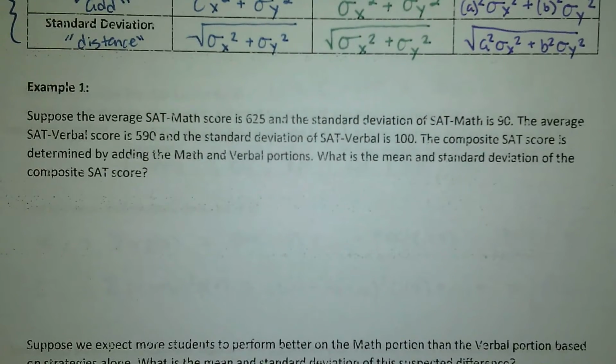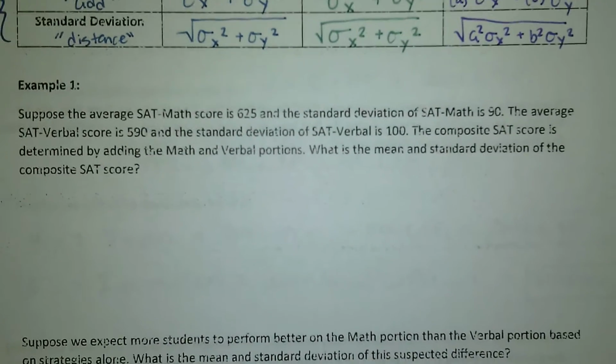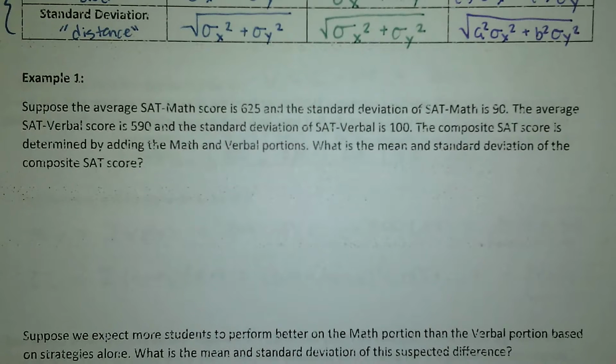So here we have the following scenario. Suppose the average SAT math score is 625 and the standard deviation of the SAT math is 90. The average SAT verbal score is 590 and the standard deviation of SAT verbal is 100. The composite SAT score is determined by adding the math and verbal portions. What is the mean and the standard deviation of the composite score here?